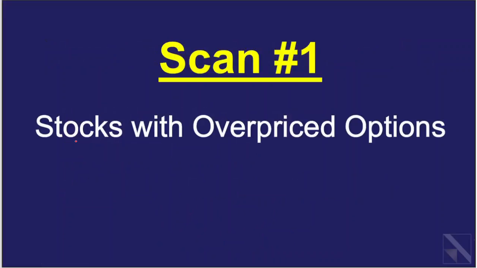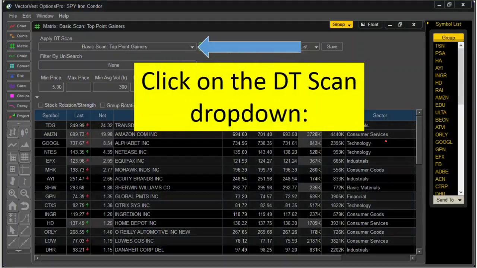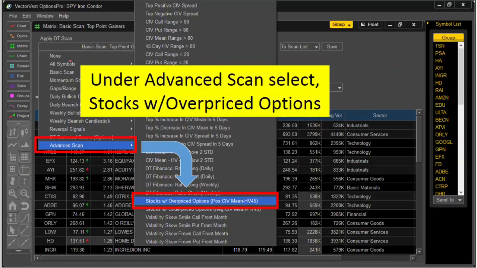Scan number one is stocks with overpriced options. So once I send that list over to the matrix, in the upper left-hand corner that says Apply DT Scan, okay, I drop this little arrow down. It's going to open up a menu. From that menu, there are a lot of different scans in the program, but I use this one primarily. I go down to where it says Advanced Scan, and then from Advanced Scan, I select stocks with overpriced options, okay? And you can even see implied volatility and historic volatility.